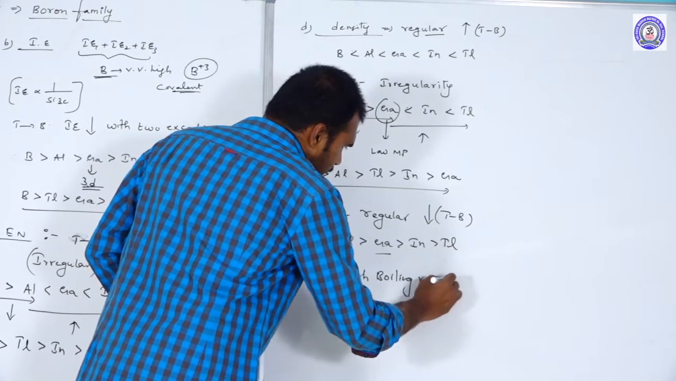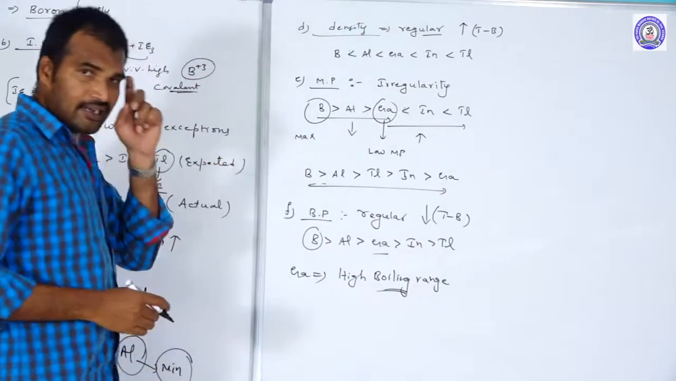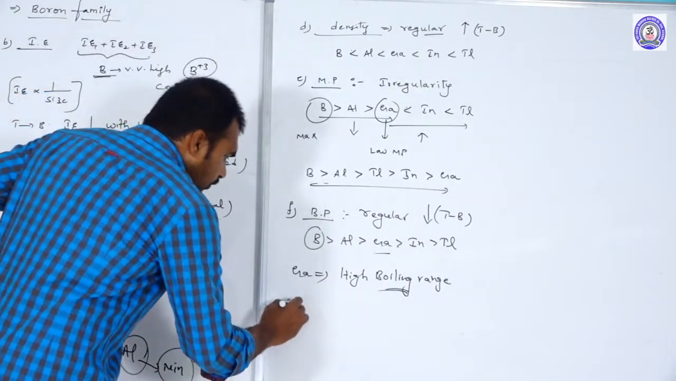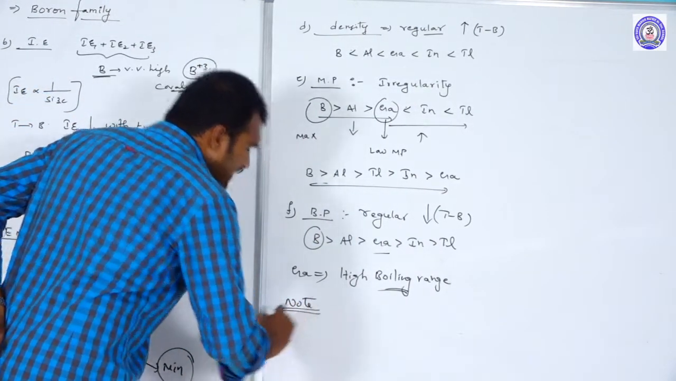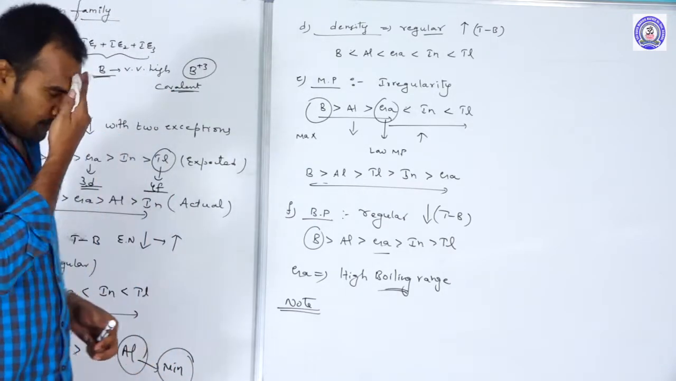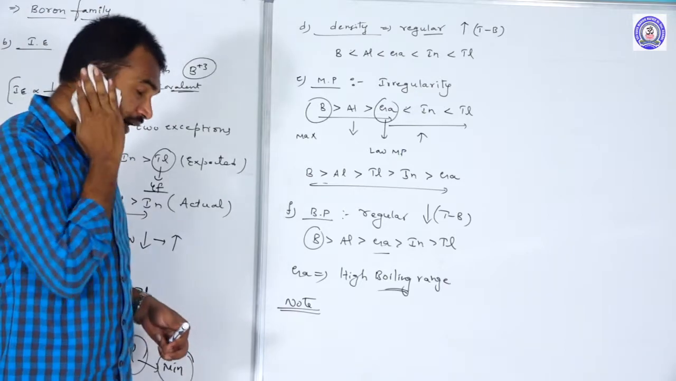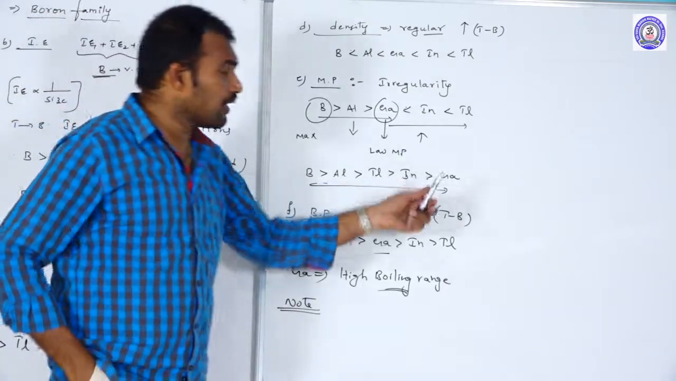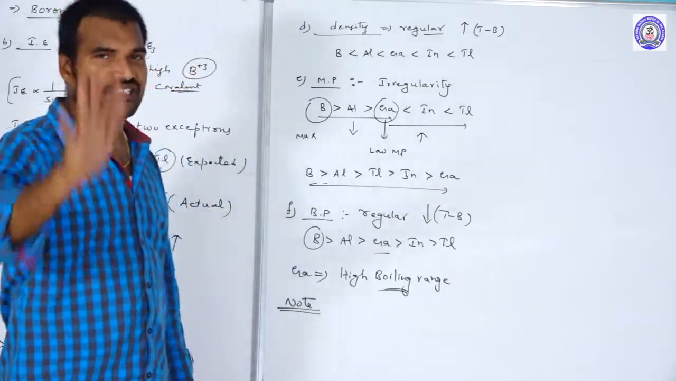Here you may get the doubt: what is the reason why boron has the highest melting and boiling points, and gallium has the lowest melting point? What is the reason behind this? Let us see.